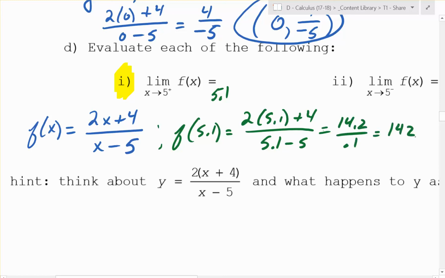What happens if you got even closer to 5 from the right? So 5.01, well, you're going to get 1,420.